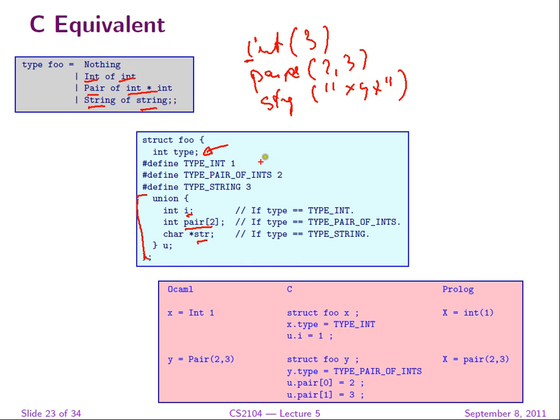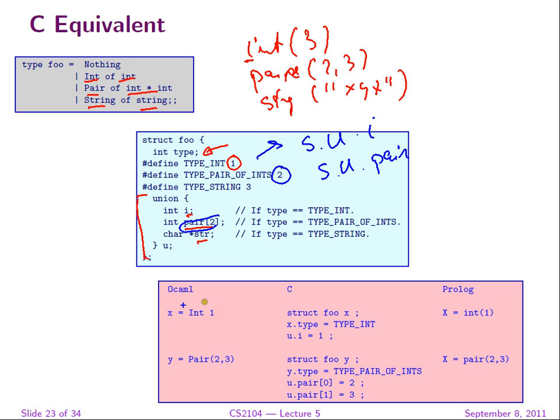So obviously, if I'm going to set the type as 1, I should access foo.u.i. There should be a consistency condition there. If I am going to access the type for pairs, I should only use the pair. So as soon as I have set the type to be 1, let's say I have the structure s, I should be setting s.u.i. If my type is 2, I should be setting s.u.pair. And if my type is string, which is 3, I should be setting s.u.str. There should be this consistency condition: I should not be using a type with the wrong field in the union.